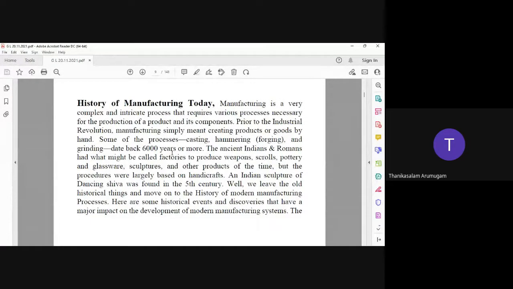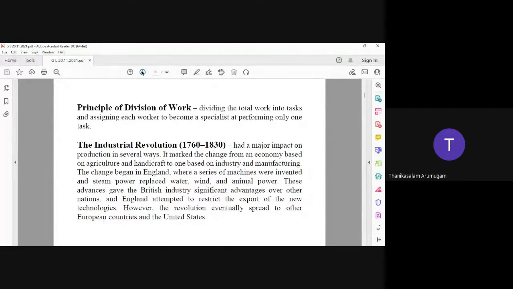In olden days, all the manufactured products were made by using hand processes. Okay. At the industry level, see here, the industrial revolution happened between 1762 and 1830.